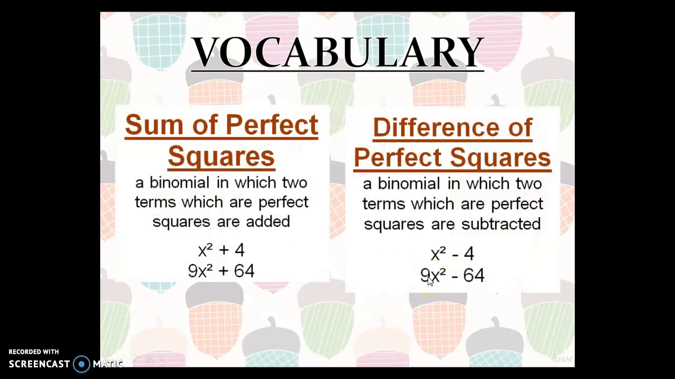The sum of perfect squares is when it's x squared plus 4. Both of these are perfect squares, okay? So a binomial in which the terms are added perfect squares, okay? So the sum of perfect squares. The difference of perfect squares is when you're subtracting two perfect squares, okay?